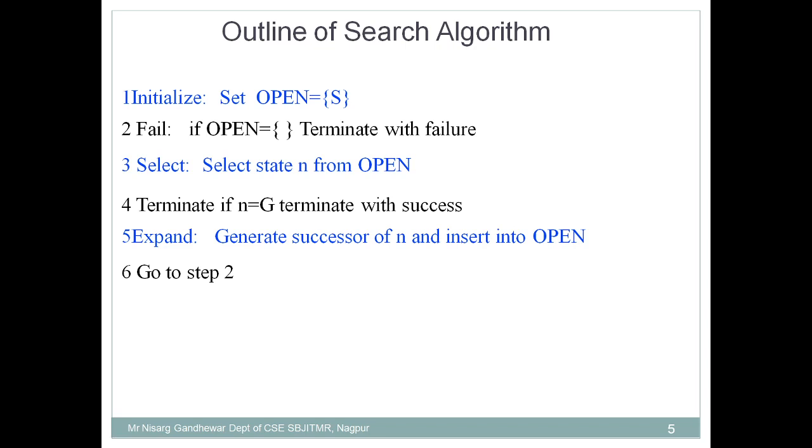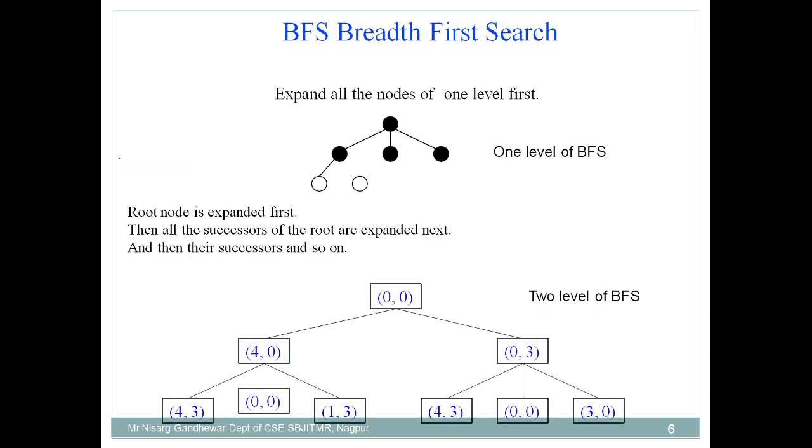Based on this we have DFS and BFS. Now let's try to understand BFS, breadth first search. It means that in this case we are going to expand all the nodes at one level first. We also have DFS, but in case of BFS, it is observed that you will explore all the nodes present at one level. So you can say that it's a level search technique.